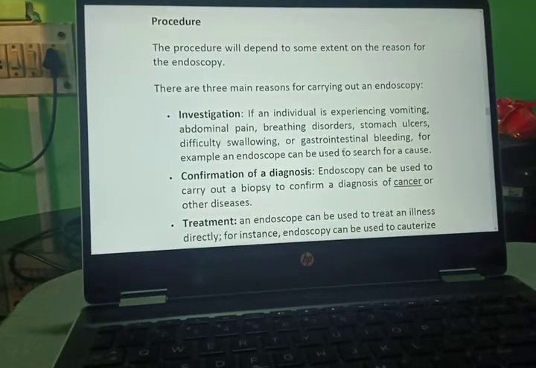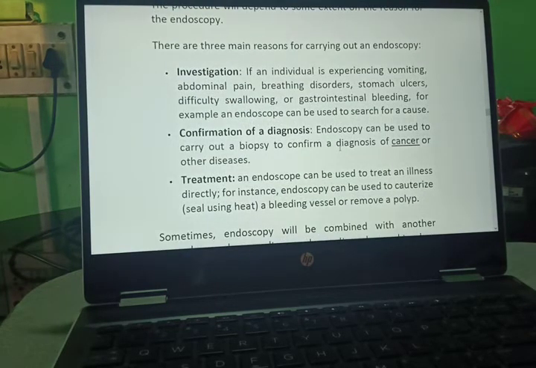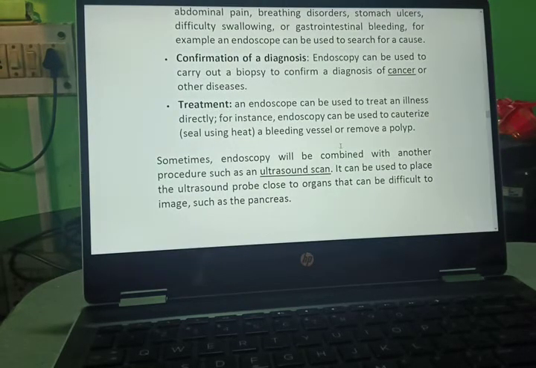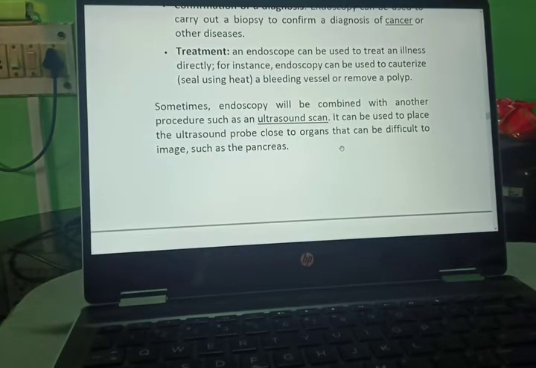Now the procedure. The procedure will depend to some extent on the reason for the endoscopy. There are three main reasons for carrying out an endoscopy. Investigation: an individual is experiencing vomiting, abdominal pain, breathing disorder, stomach ulcers, difficulty in swallowing, gastrointestinal bleeding, etc. Confirmation of a diagnosis: endoscopy can be used to carry out a biopsy to confirm a diagnosis of cancer or other diseases. Treatment: an endoscope can be used to treat an illness directly.